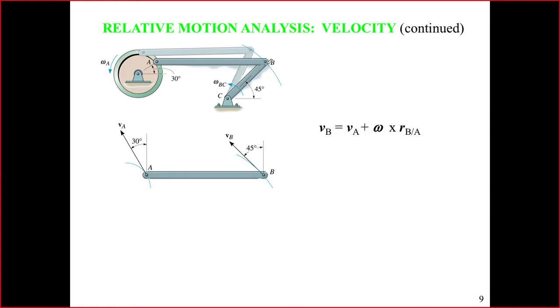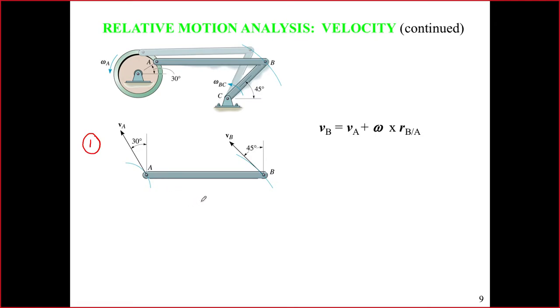The velocity of B is going to be tangential to this path because B is actually rotating about this, omega BC. So this path is circular, and the velocity of B will be tangential to it. Similarly, A is going around this circular path because it's actually tied up to this wheel. So that's also going to have a known velocity like so, or at least I know the direction. So this is the first step.